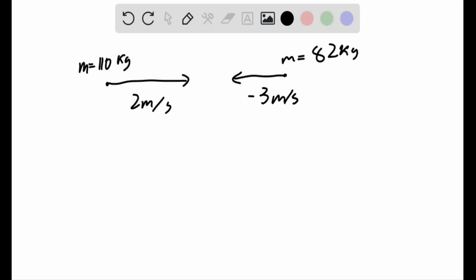So the velocity is 3 meters per second, but it's in the opposite direction, essentially giving it negative 3 meters per second. So they have different initial velocities, but at the end they have the same final velocity because they grab a hold of each other.